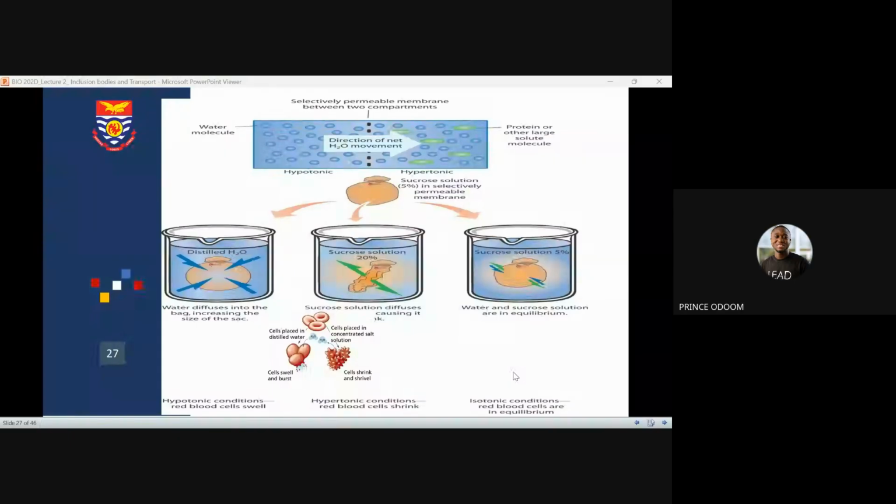Okay, let's hear from Abina before I clarify. Okay. Looking at the difference between the hypertonic and hypotonic, where the hypertonic will shrink to make the hypotonic become big or swell.